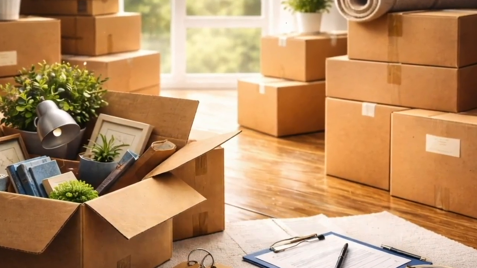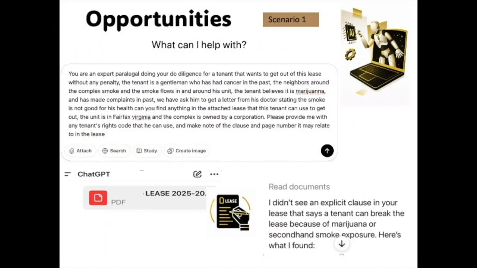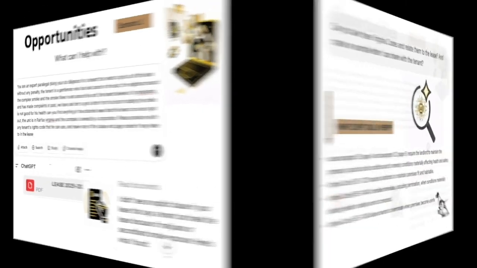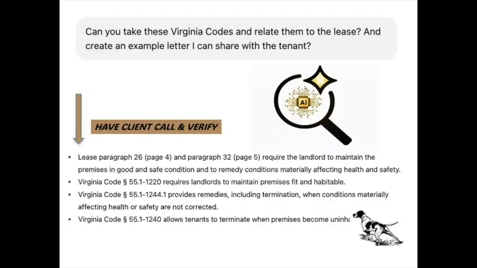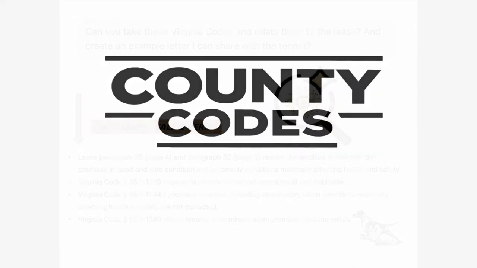So I uploaded the lease. Here's how my prompt went: You are an expert paralegal doing your due diligence for a tenant who wants to get out of the lease without any penalty. And it pulled from the lease and made connections. Then I called up my buyer and I said, you need to call the county and see if those codes are still in place. So he did, called back, and said, Adriene, they're still in place.